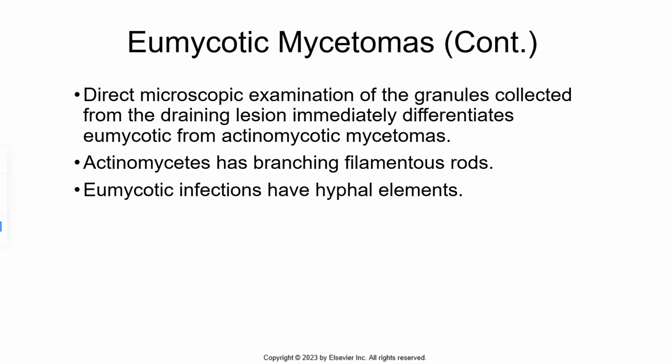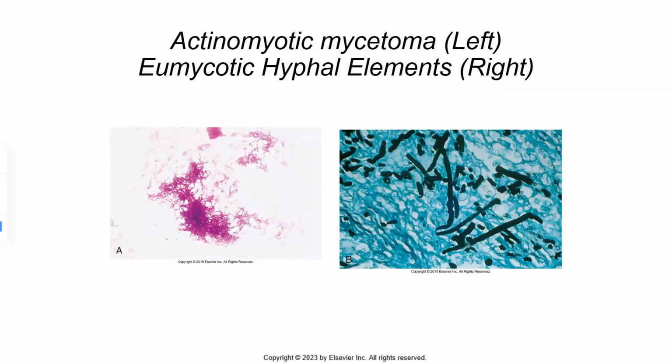Direct microscopic examination of the granules collected from draining lesions immediately differentiates the eumycotic from actinomycotic mycetomas. Actinomycetes have branching filamentous rods. Eumycotic infections have hyphal elements. So here's the picture of the bacteria. You can tell they're super tiny, and those are rod-shaped bacteria. So that would be the bacterial form of this. And then here you can see much larger hyphal elements. So that would be the fungal one.